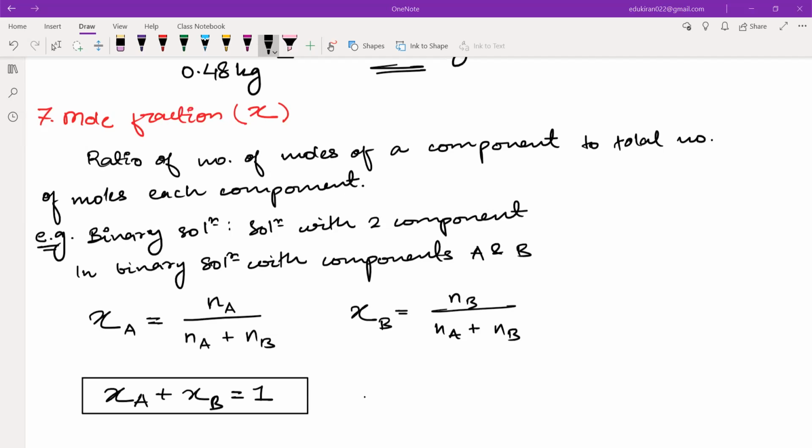Sir, if we get chi A, we can subtract it from 1 to get chi B, and if we get chi B, then 1 minus chi B gives chi A, like that.